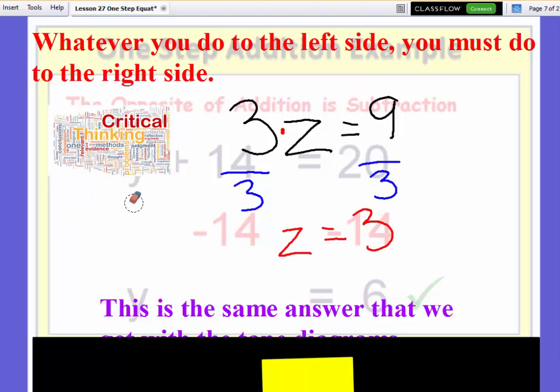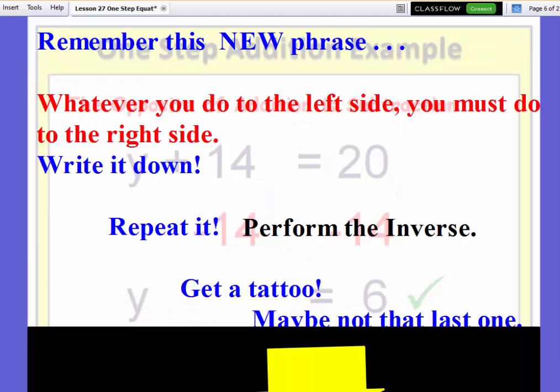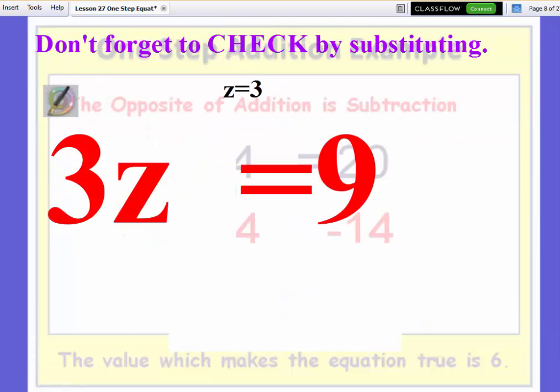So if I remember from multiplying fractions, 3 times z divided by 3, I know that 3 divided by 3, that's 1. So I'd be left with 1 times z, and I can rewrite 1 times z as just z. So I've isolated, made that variable all by itself. Did that answer, z equals 3, was that the same thing that I had for my tape diagram answer? Let's check. Yeah, they're both 3, so I'm pretty sure my answer is z, but I'm not finished yet. I have to check my work.